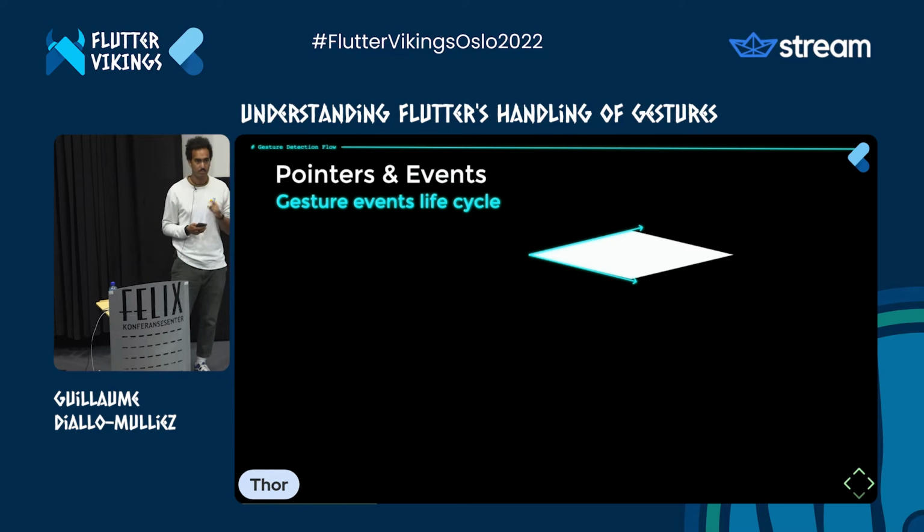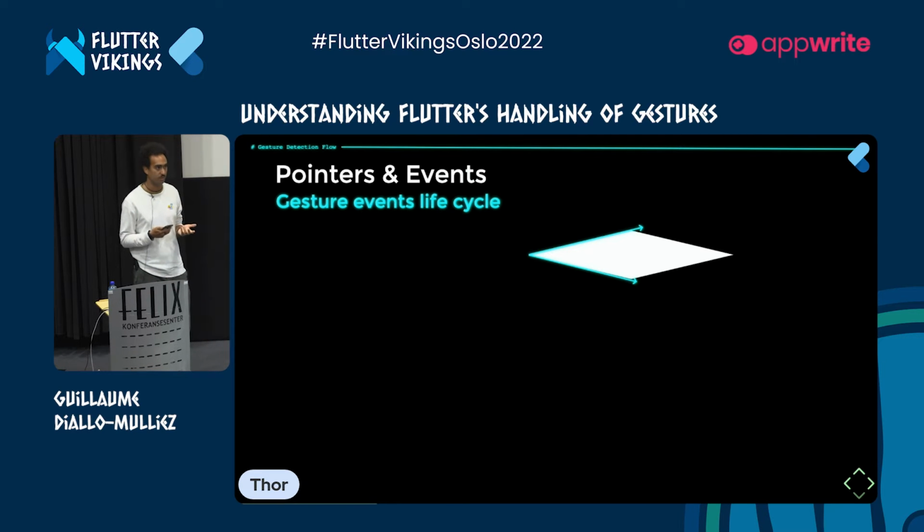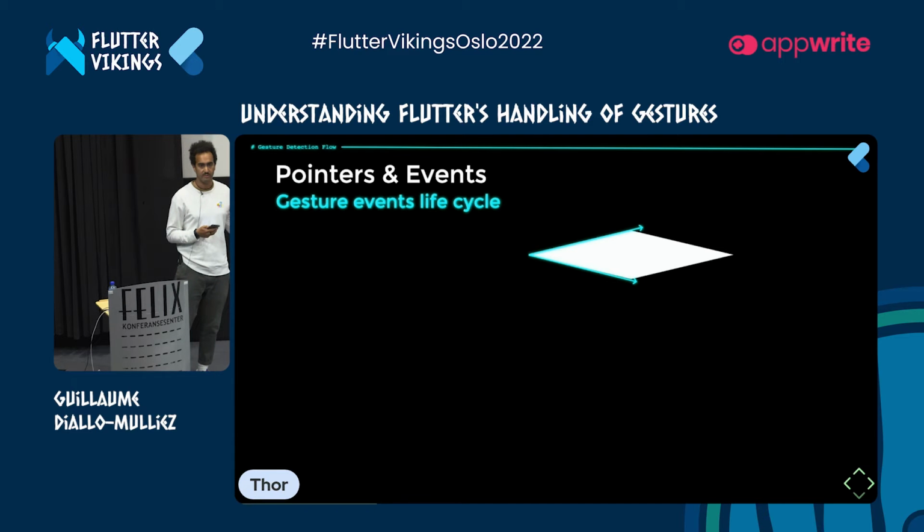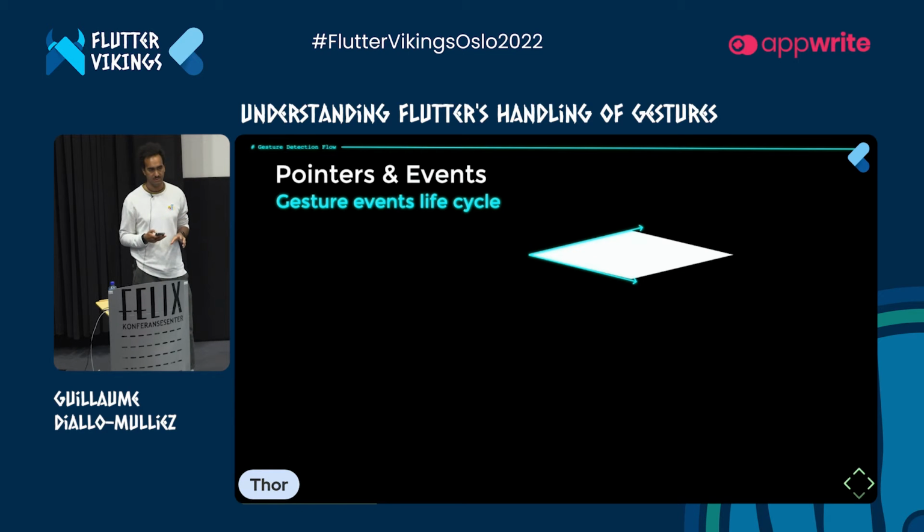And so you have one pointer if you point with one finger, two pointers with two fingers, and it basically stays the same pointer as long as you keep your finger on the screen. And you have another one if you lift your finger and put it back on. So this is pointers. And what you need to know about the events and those pointers is that any gestures that you know about can be decomposed in a sequence of events related to this pointer.